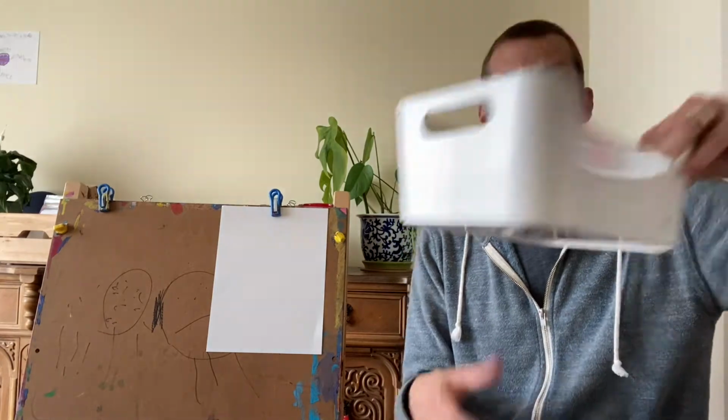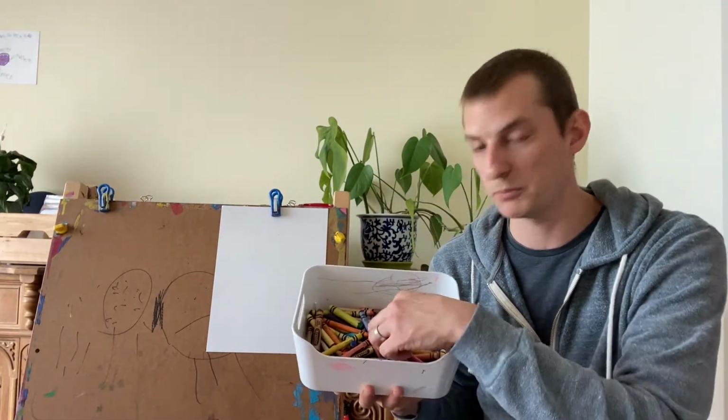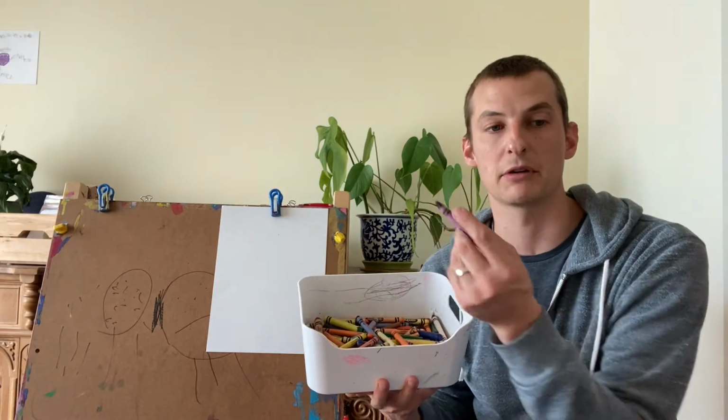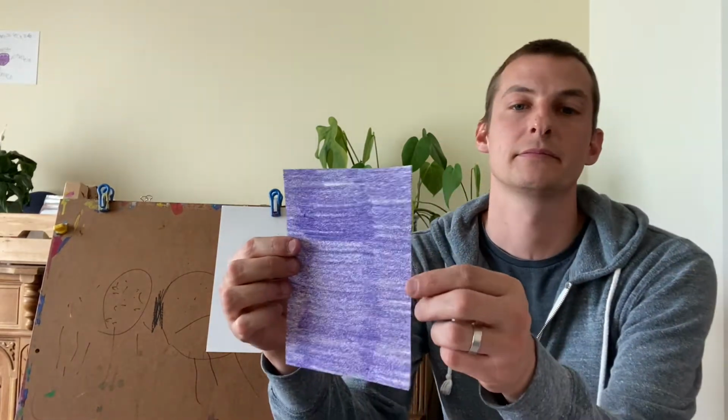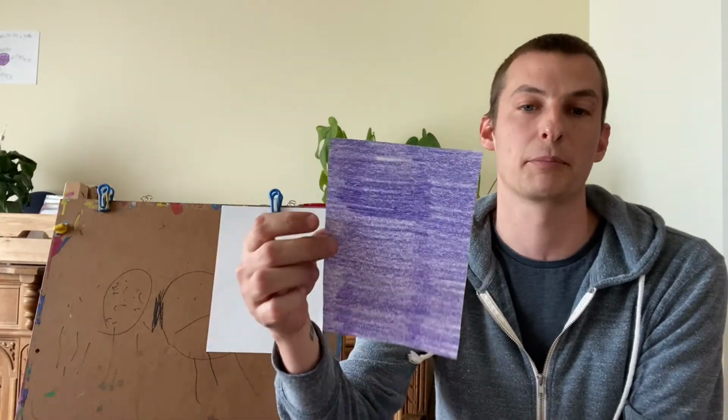So what's cool about making your own colored paper is you can do any color that you have available. I'm going to do a purple peace sign. So I'm going to grab some purple and I'm just going to color my paper purple. So now I have some purple paper. I'm going to make a purple peace sign, remember? So I just colored some paper purple.